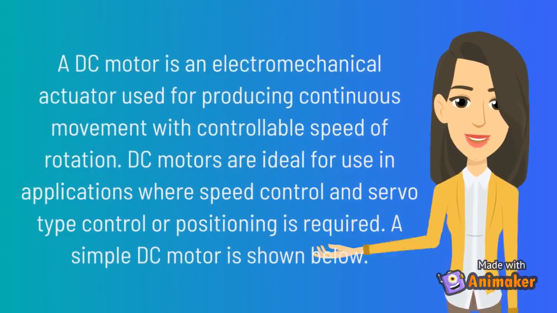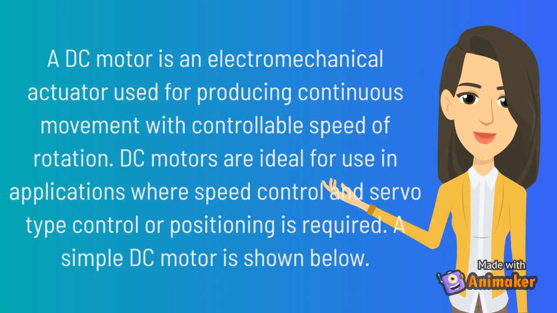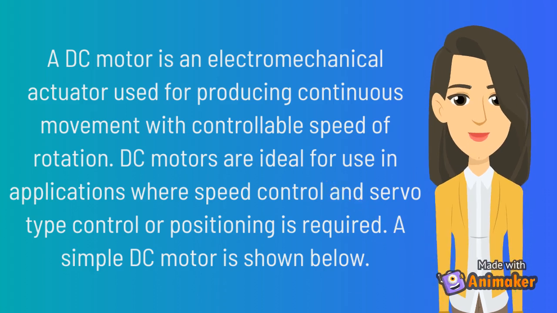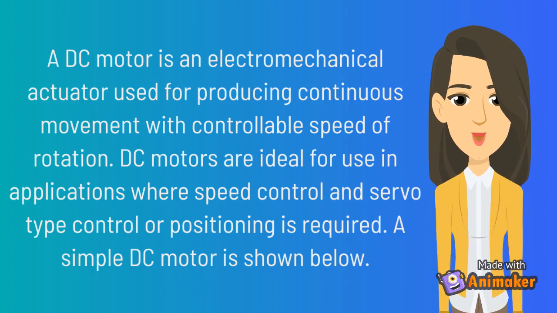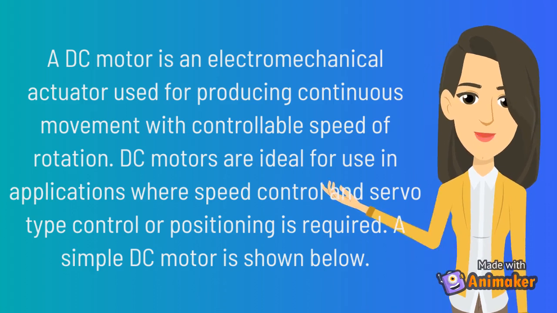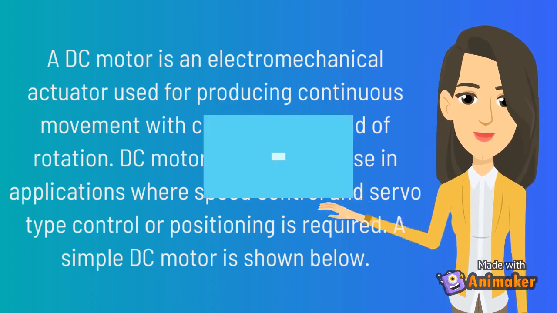What is DC motor electronics? A DC motor is an electromechanical actuator used for producing continuous movement with controllable speed of rotation. DC motors are ideal for use in applications where speed control and servo-type control or positioning is required. A simple DC motor is shown below.